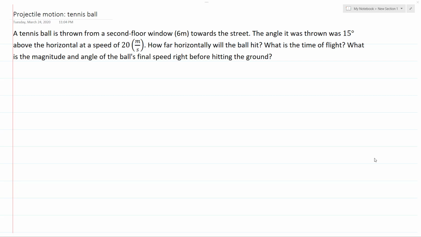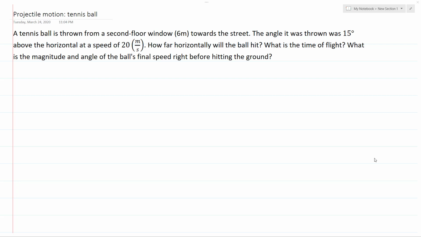So today let's discuss a projectile motion problem with a tennis ball. The problem says the tennis ball is thrown from a second floor window towards the street. The window is 6 meters above the street. The angle it was thrown was 15 degrees above the horizontal at a speed of 20 meters per second.